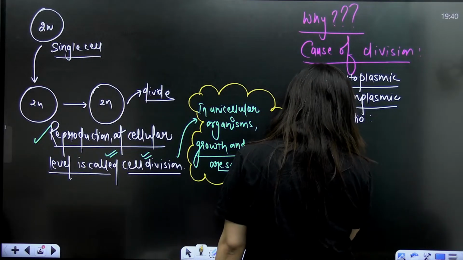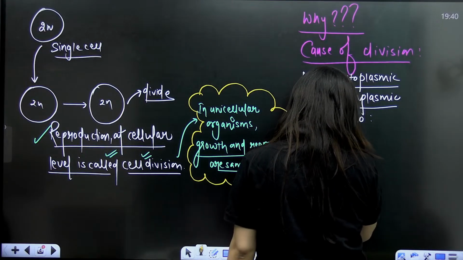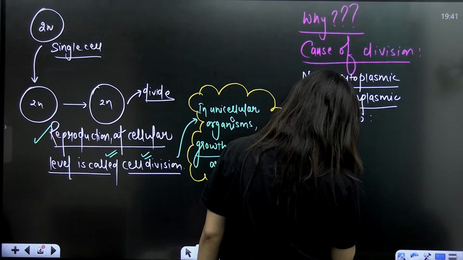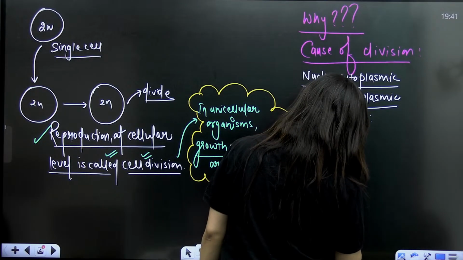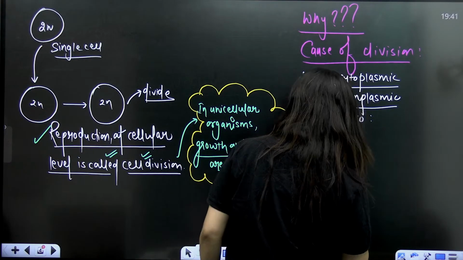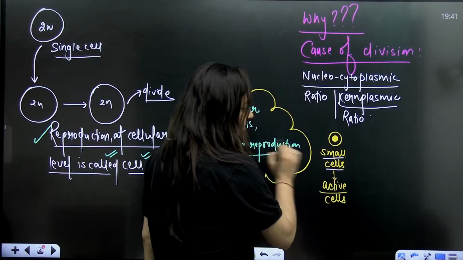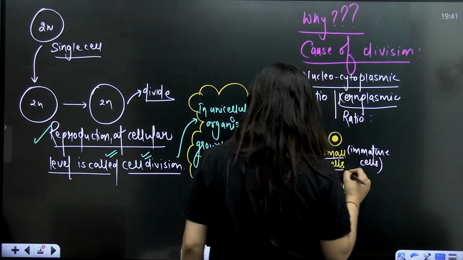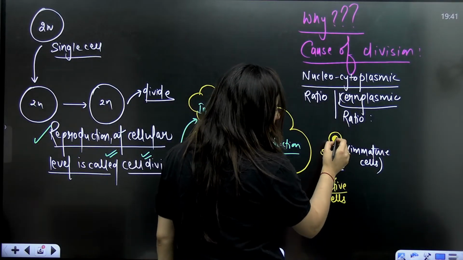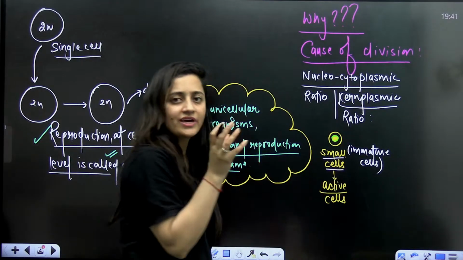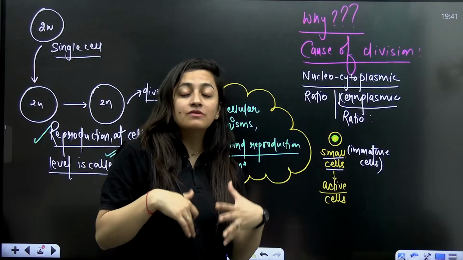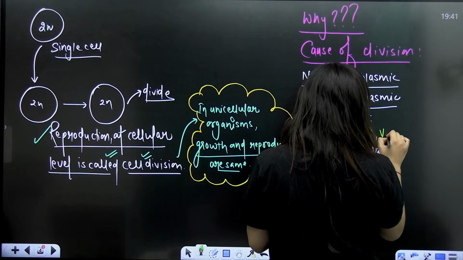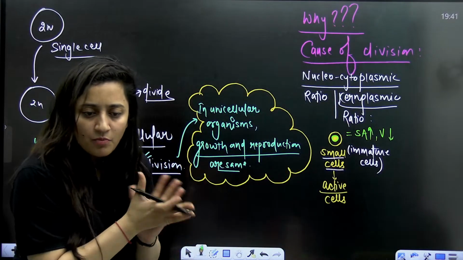See, when a cell is small in size, its nucleus is also small. We always say that small cells are active. Small cells are actually the immature cells. In such cells, you will see they have a large nucleus, but the cytoplasm is very less. When a cell is small in size, it's quite active, because its surface area will be more and its volume comparatively less.